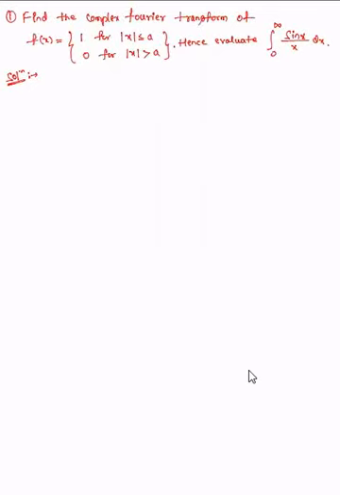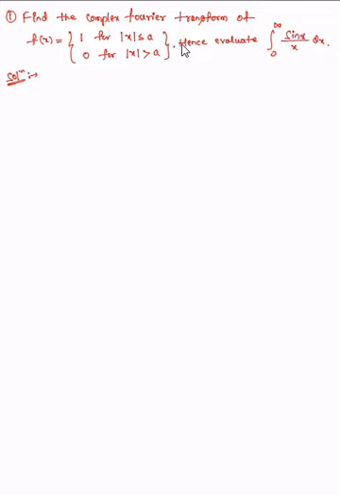Okay, so let us start with problem 1 of Fourier transformations. Problem number 1: find the complex Fourier transform of f of x equal to 1 for mod x less than or equal to a, 0 for mod x greater than a. Hence evaluate the integral 0 to infinity sin x by x dx. So this is the problem given here in complex Fourier transform.